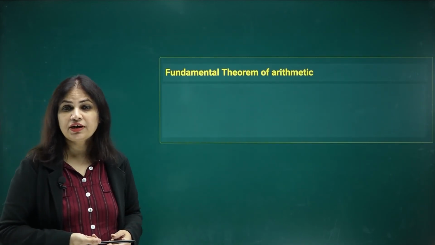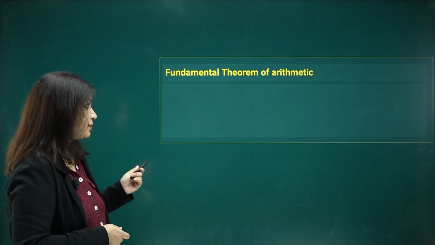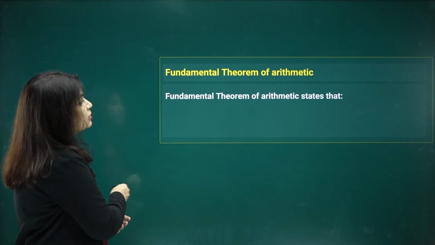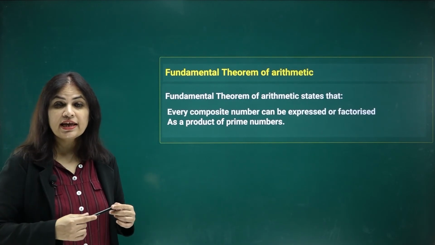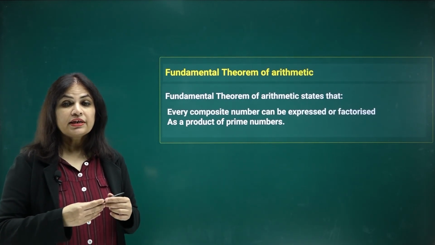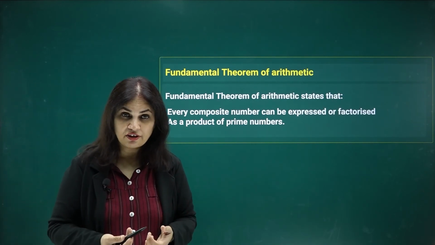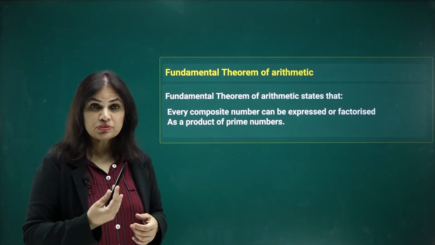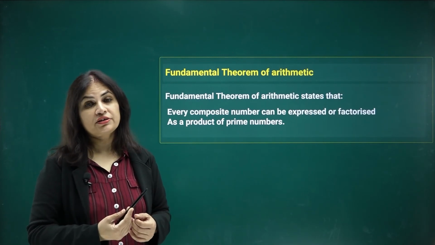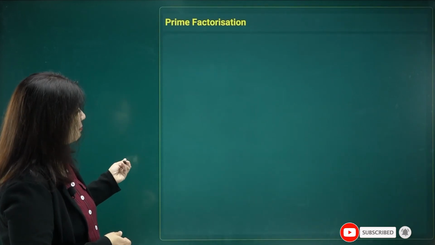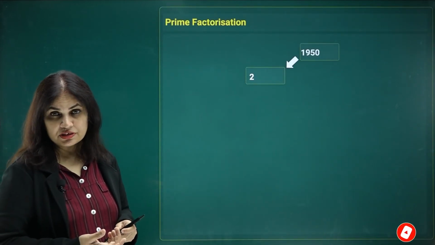Next, we come to the fundamental theorem of arithmetic. What does the fundamental theorem of arithmetic state? The fundamental theorem of arithmetic states that every composite number can be expressed as a product of prime numbers, and this we have been doing. We have done it using prime factorization or the factor tree method in our previous classes.